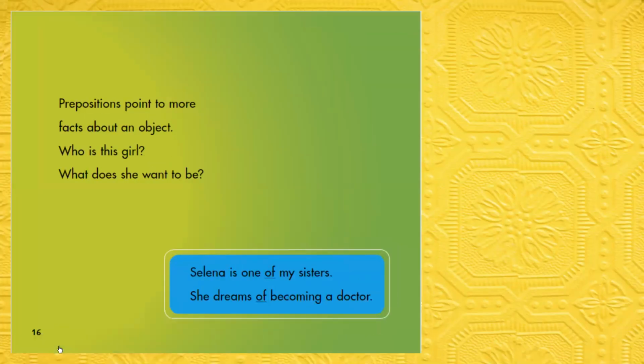Prepositions point to more facts about an object. Who is the girl? What does she want to be? Selena is one of my sisters. She dreams of becoming a doctor.